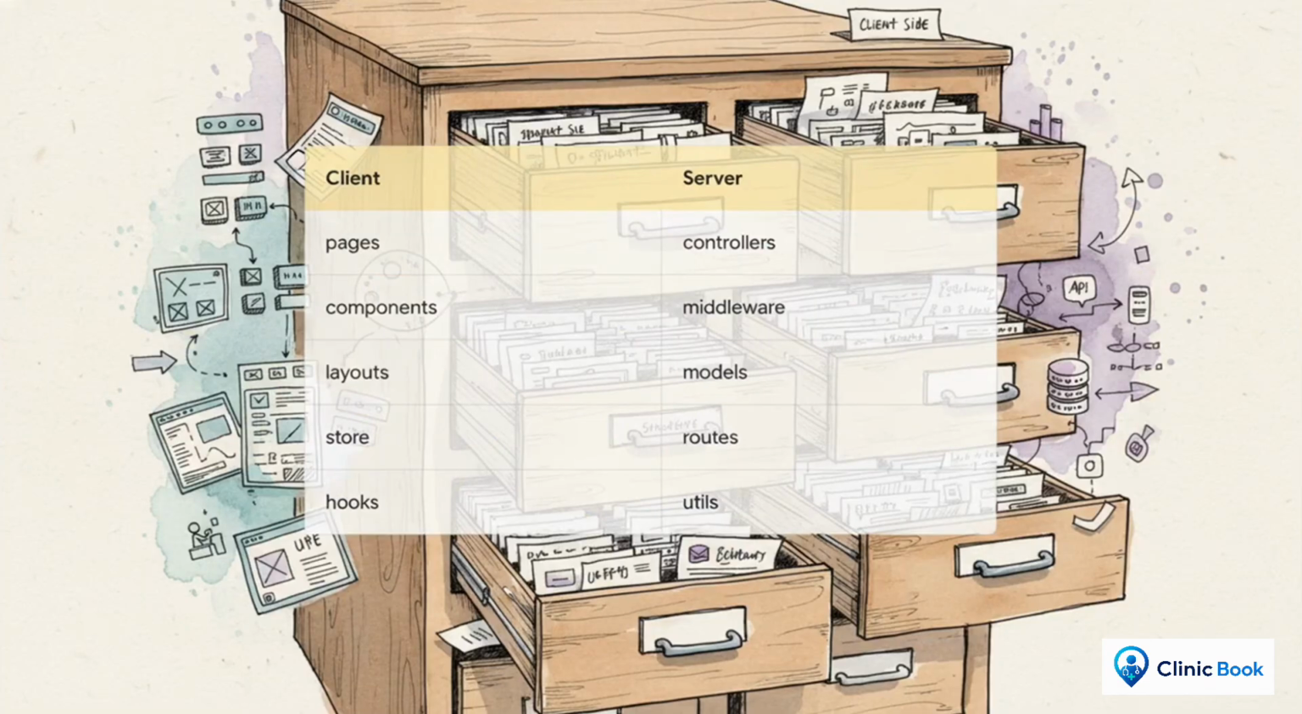Think of our directory structure as a highly organized filing cabinet. Everything has an obvious, predictable home. The client side cleanly separates reusable UI components and layouts from our global state hooks. Meanwhile, the server neatly isolates route controllers from our Mongoose models and security middleware. So when you pick up a ticket, you'll intuitively know exactly where to look.